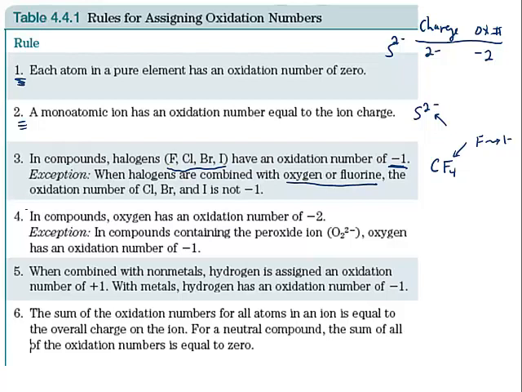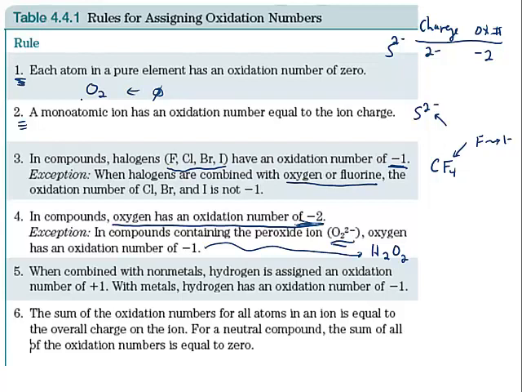In compounds, oxygen has an oxidation number of -2, except in the peroxide ion. The most important case of that is just the compound hydrogen peroxide, H2O2. You'll probably never see anything other than that. In H2O2, oxygen has an oxidation number of -1, but almost always it has an oxidation number of -2 when it's in a compound. If it was just O2, the oxidation number for oxygen in O2 is just 0, because it's just an element.